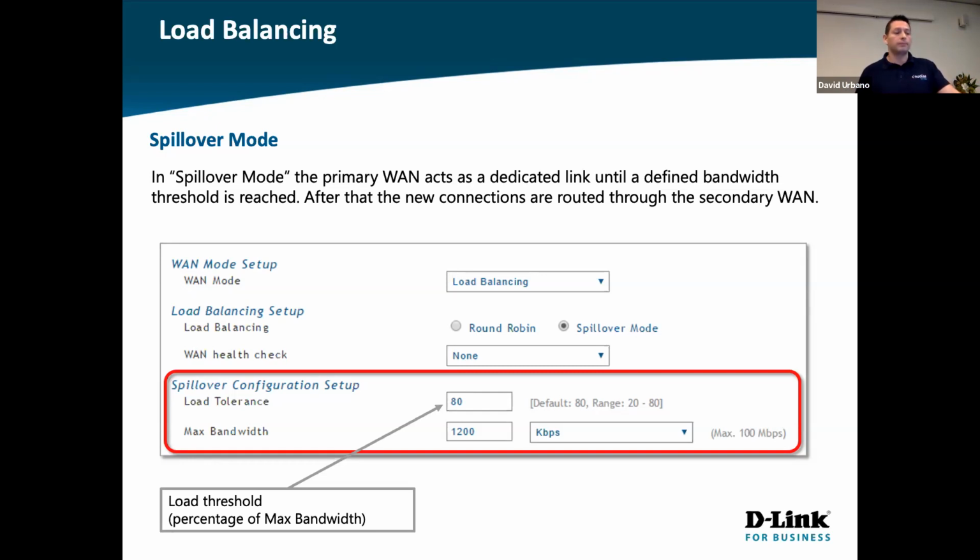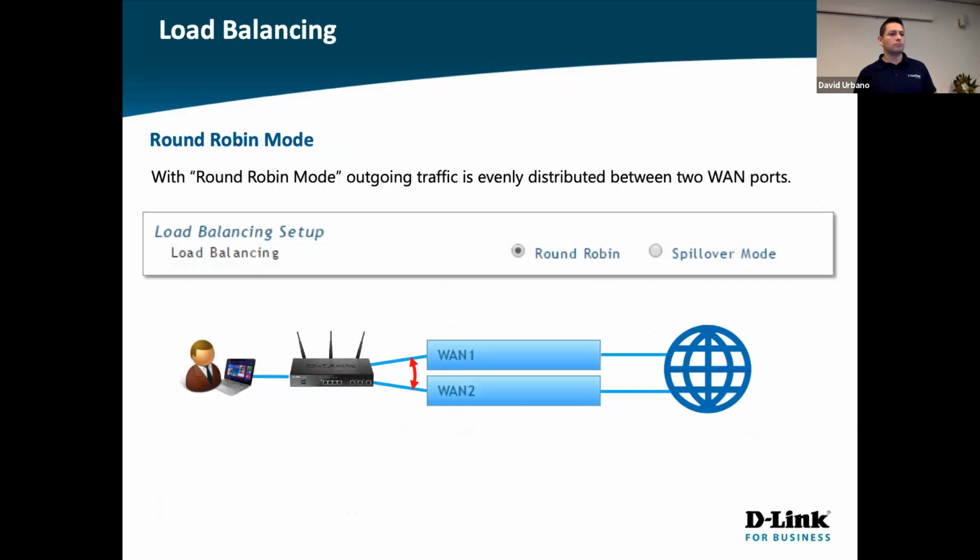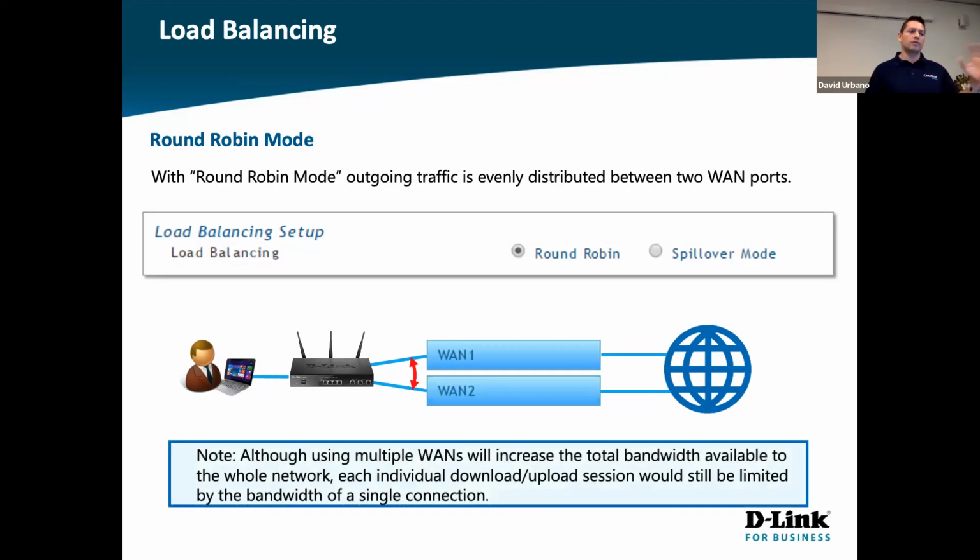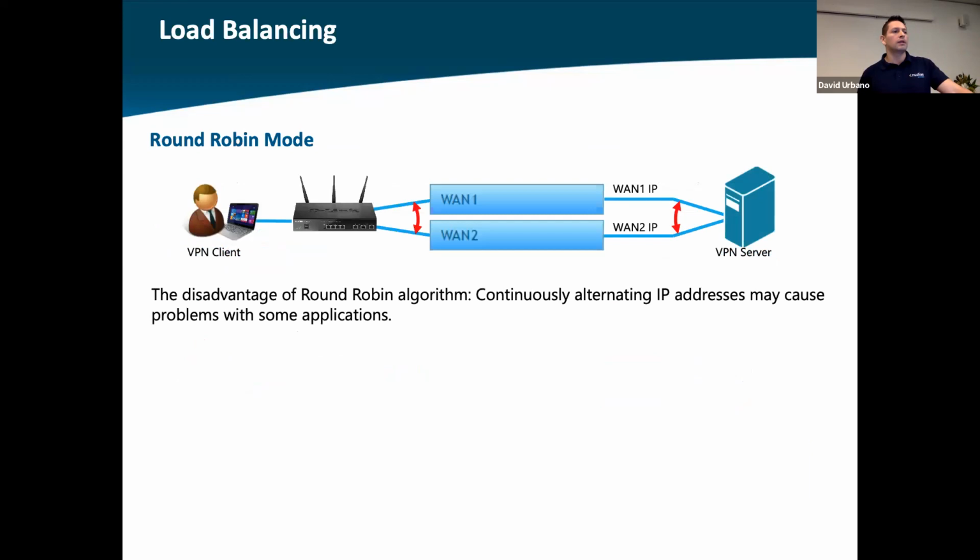The most common one will be round robin, but there are many instances when you want to use the spillover configuration as well. So with round robin, the traffic is just distributed between the two WAN ports. In this case, we have the DSR 1000 and DSR 500 AC. They have two WAN ports. We don't have any other devices that use 3, so the maximum we have is 2.